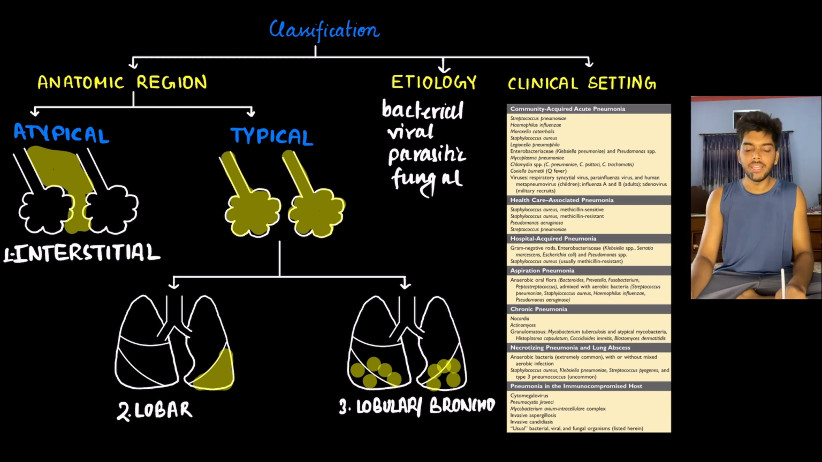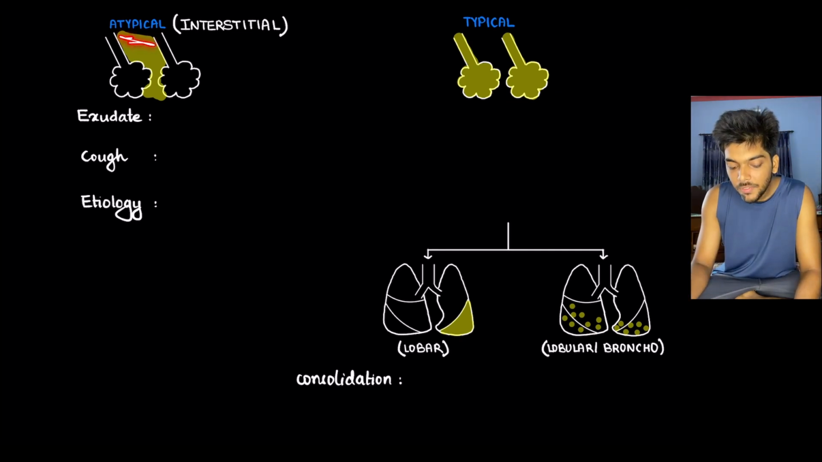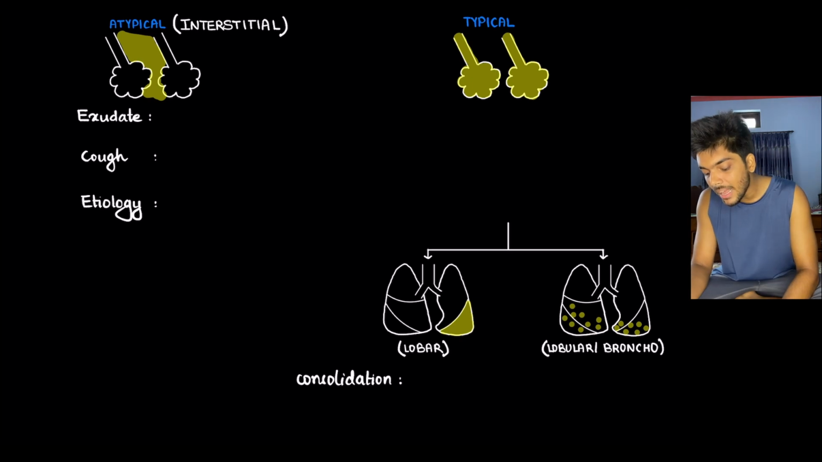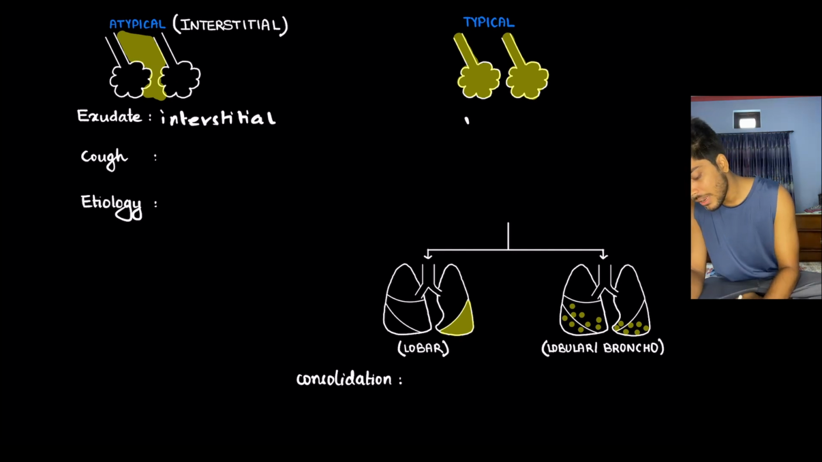Again, in more detail. You have two types of pneumonia. If it is the interstitial space that is filled with exudate, it is atypical pneumonia. If it is the intra-alveolar space that is filled with exudate, it is typical pneumonia. So in atypical pneumonia, exudate is in the interstitial space. In typical pneumonia, exudate is in the intra-alveolar space.